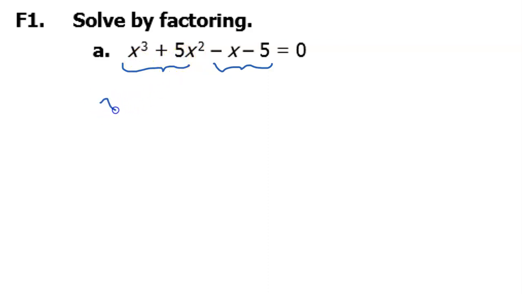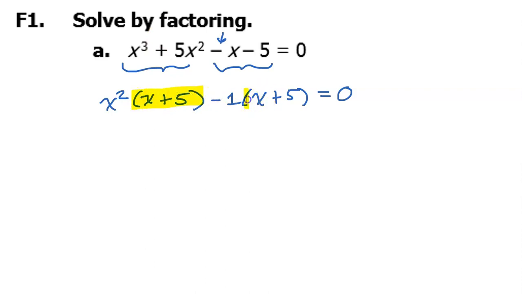That's going to be x squared. If I factor out x squared, that will leave behind x plus 5. When there is a negative in front, you should factor out a negative 1, and that will leave behind x plus 5. And all of this is equal to 0. Notice how we have a common factor of x plus 5 both times. That is the key to the grouping method, so luckily that is happening for us.